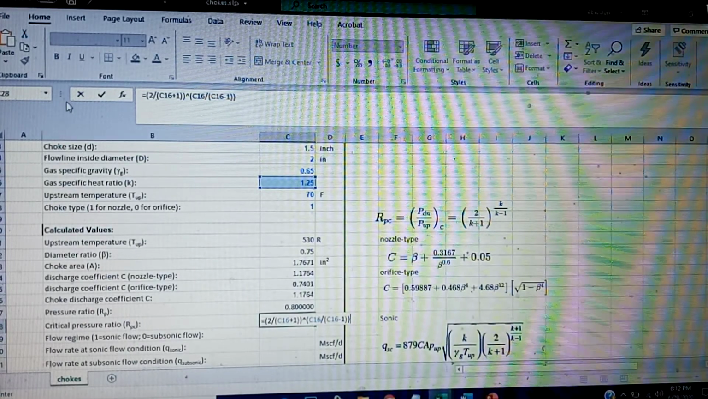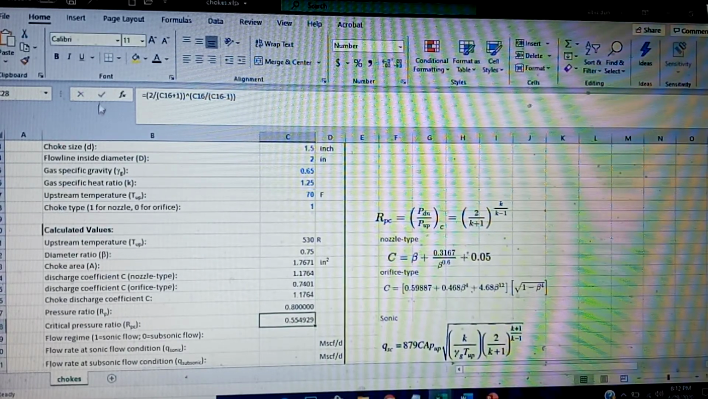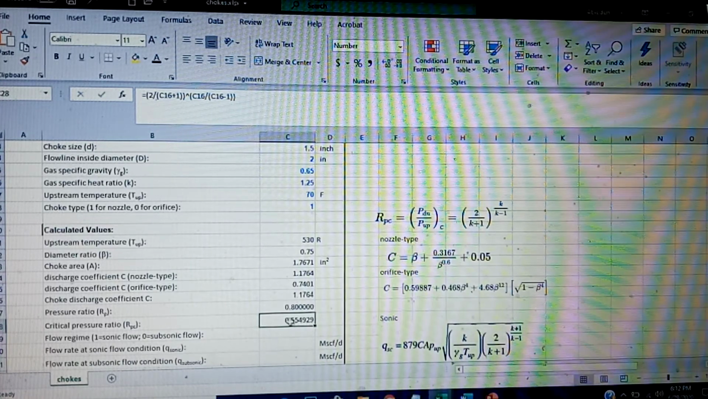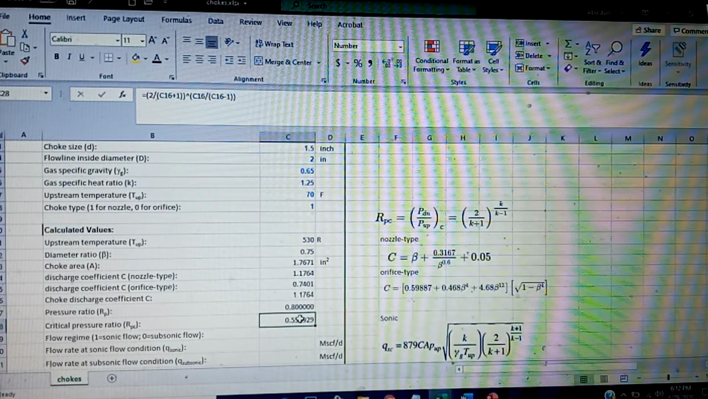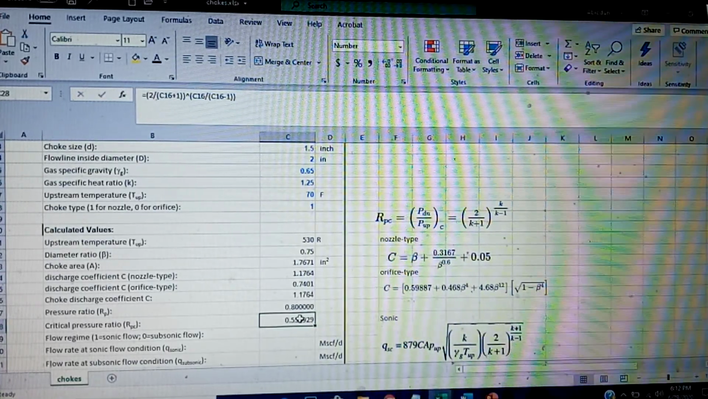That's my critical pressure ratio, 0.5549. When the pressure ratio is 0.5549, the flow becomes sonic.